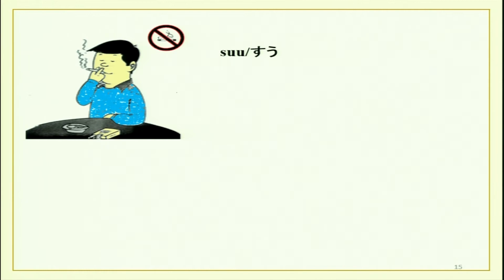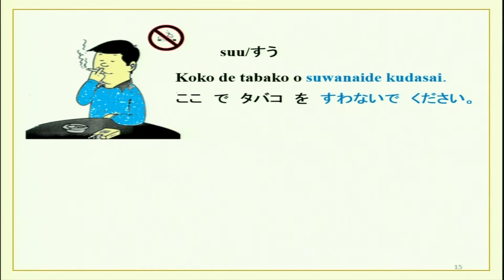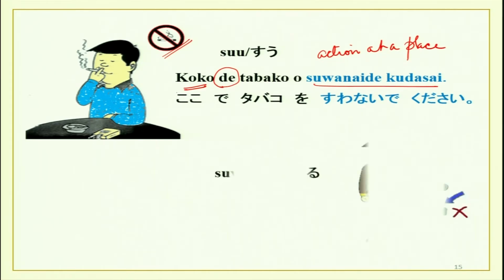Then you have su. Su is to smoke, as you can see very clearly, and koko de tabako o suwanai de kudasai. You have this sign at a lot of places, in restaurants, on trains, in hotels, that you are not to smoke over here. Koko de, over here. This de I am sure you will remember, it is action at a place. So koko is place, place de action. Place de tabako o suwanai de kudasai. It's a polite request, or you could say a polite order.